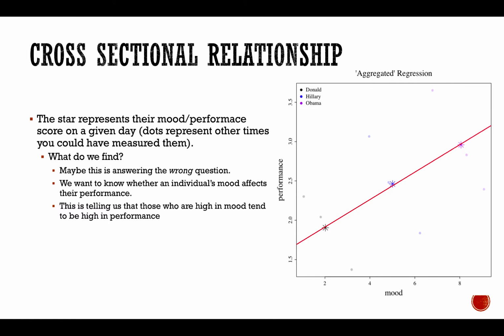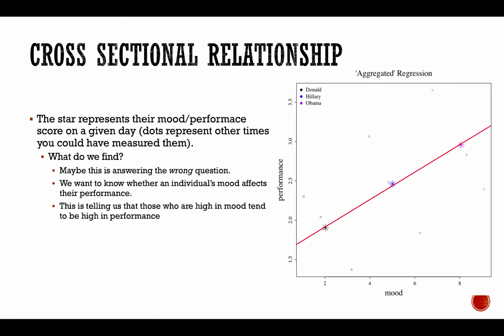Well, what we could do is average people's mood within the repeated measures. So the star represents their mood and performance score. Oh, I'm sorry, we didn't average them. That's just their mood and performance score on a given day. The dots here represent other times they could have been measured. So what do we find? We find that there is a positive relationship between mood and performance. By the way, higher mood values mean you're in a good mood. So as you increase in mood, your performance goes up.